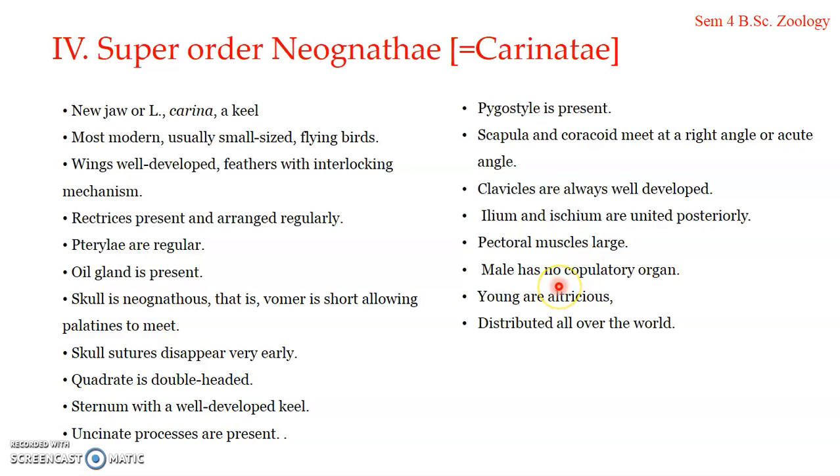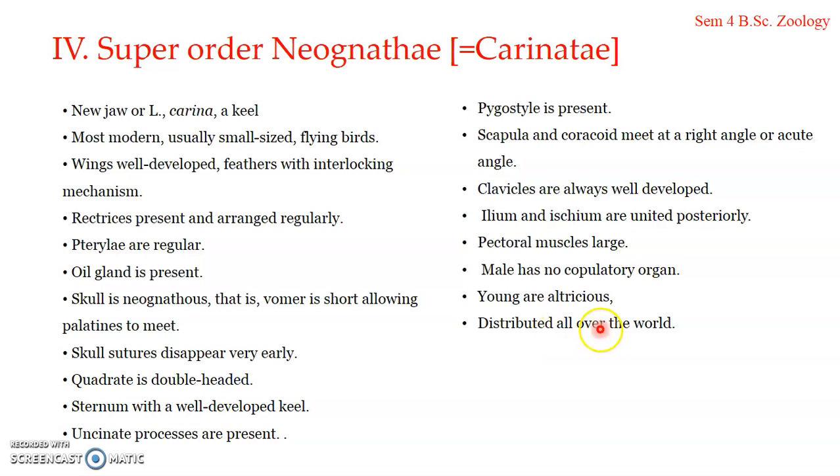Other structures, other characters include male without any copulatory organ. Young are altricious, that is, they are born without feathers and eyes are completely closed, and then parental care is required during the early period, and then it develops all the characters. So that is altricious, against precocial, as in the case of Rectresses.